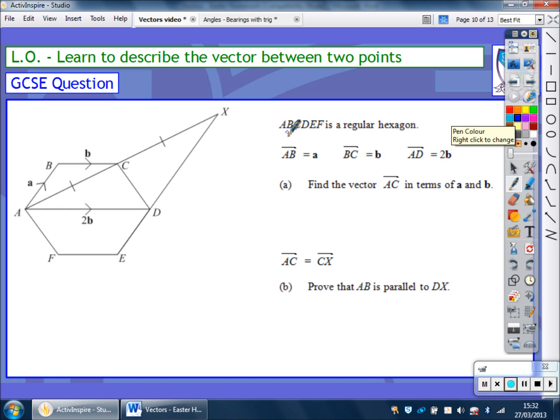A, B, C, D, E, F is a regular hexagon. Okay, so A, B, C, D, E, F. There's a hexagon. And the vector A to B is vector A. The vector B to C is vector B. And it also says that A to D is 2B. So A to D is 2B. Okay, and it says find the vector A to C in terms of A and B. So again, that just means we need to write down a vector with A and B in it. Alright, so what vector are we trying to find? We're trying to find the vector from A to C.